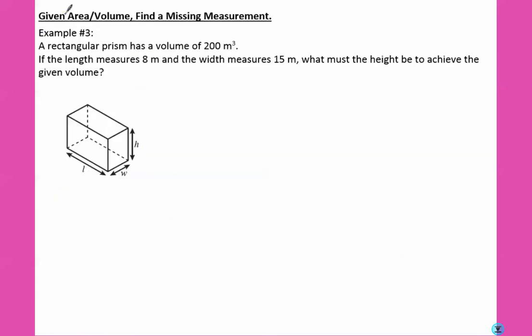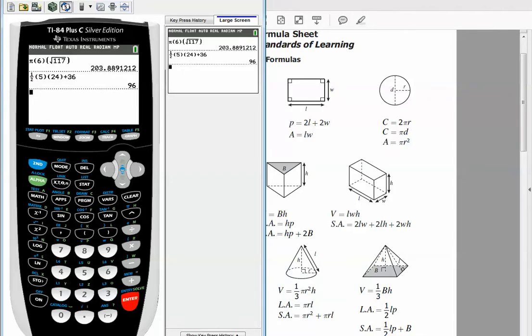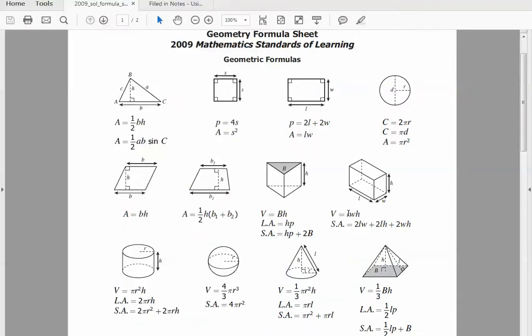Now, what if we're given an area or a volume and we're asked to find a missing measurement? So in example number 3, a rectangular prism has a volume of 200. So that tells us our shape and our formula. If we look on our formula sheet, the volume is equal to length times width times height.